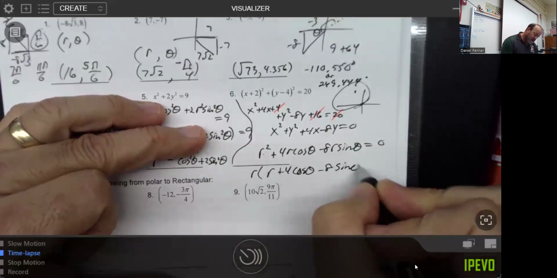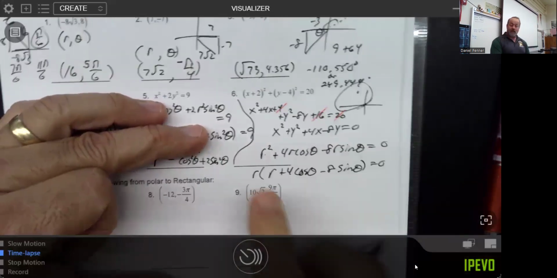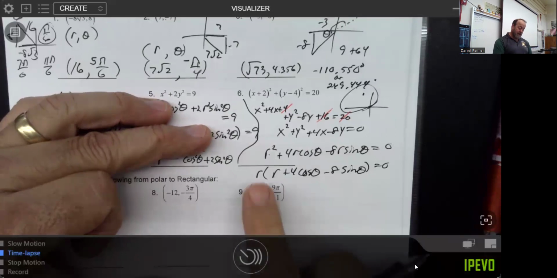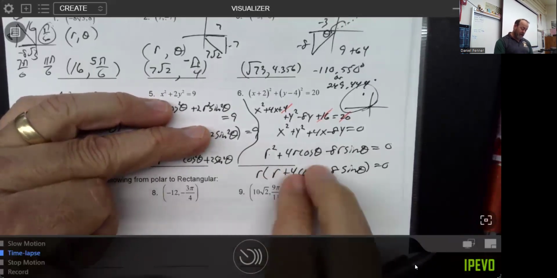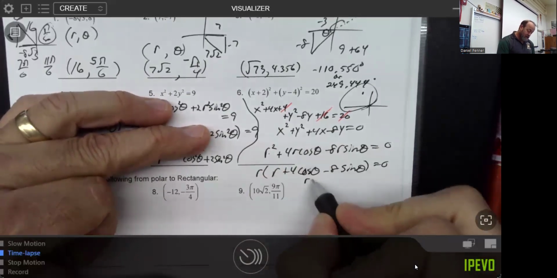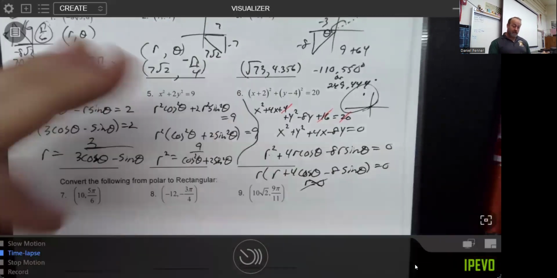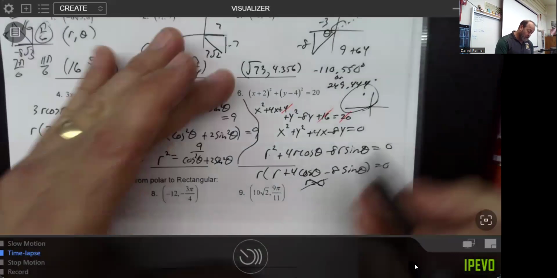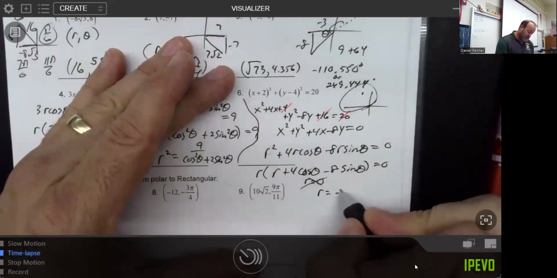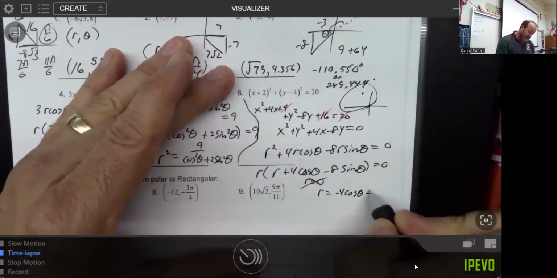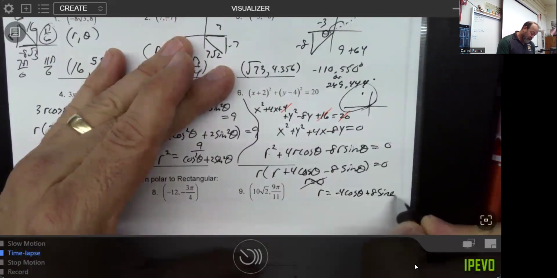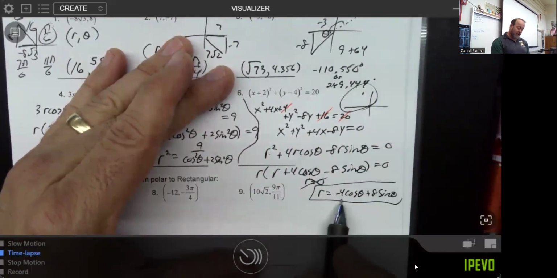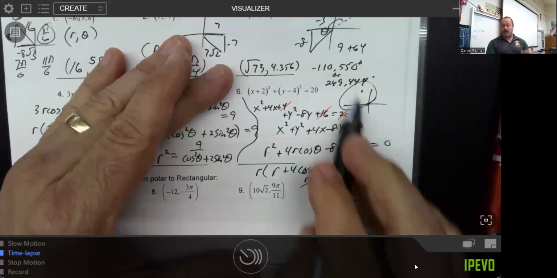And so again, the zero product property says one of these two values is zero, because r is being multiplied by this. So this is my product. Either r is 0, which is sort of a silly answer, we know it's a full circle, not just a point, or r must be -4 cosine theta plus 8 sine theta. And again, that -4 is going to pull it to the left, and that plus 8 is going to push it up.